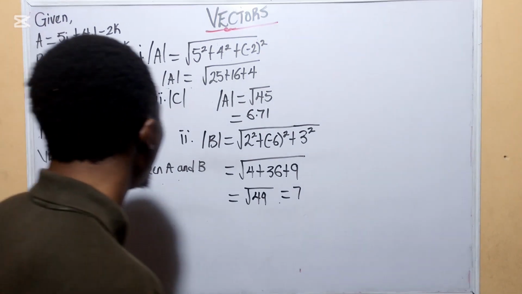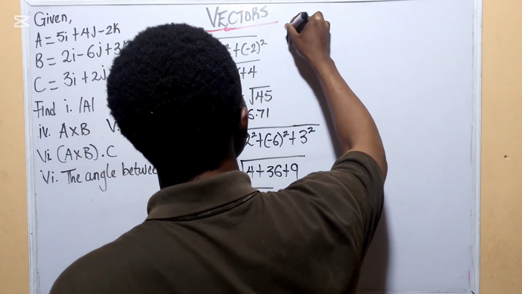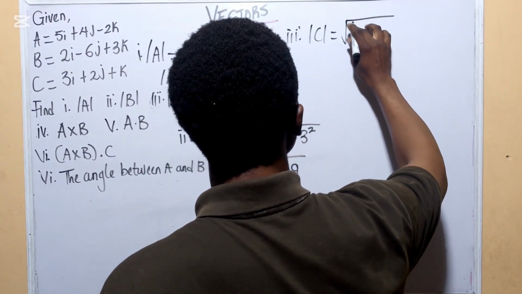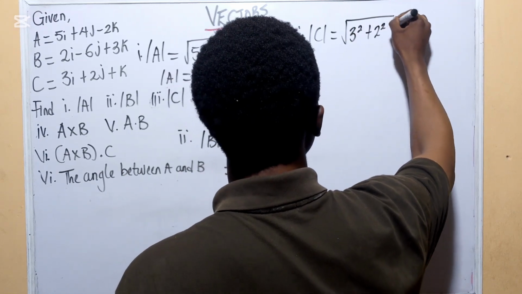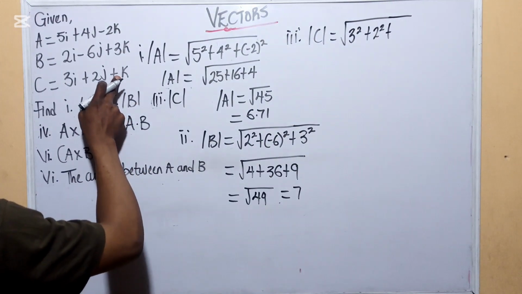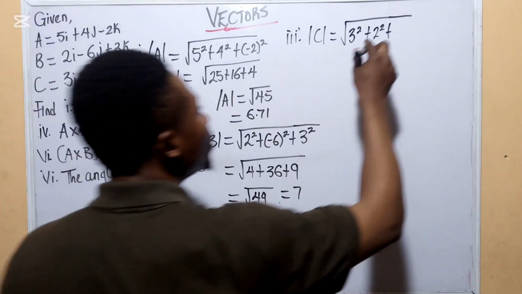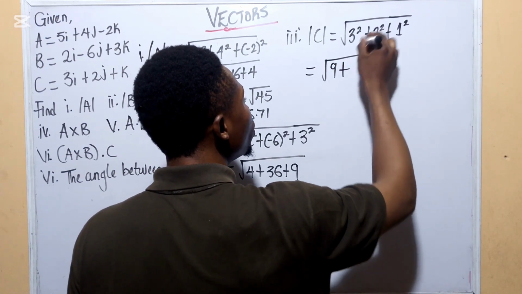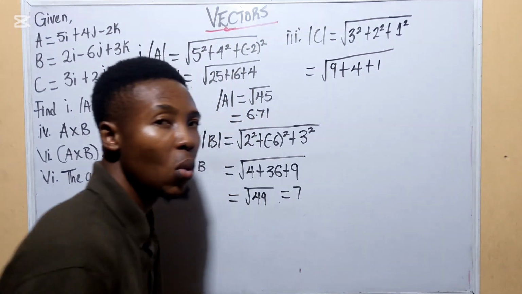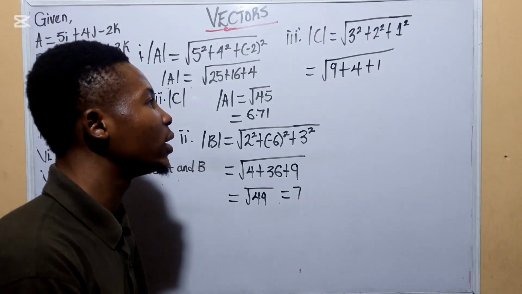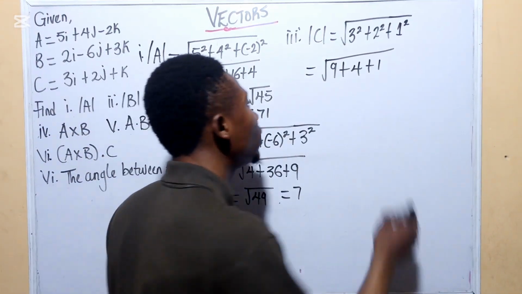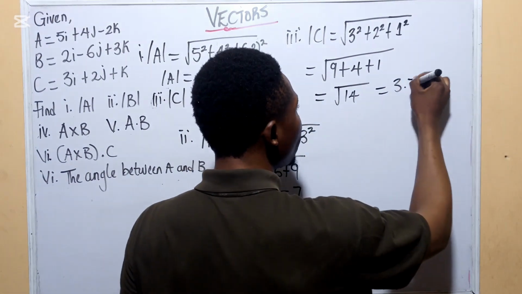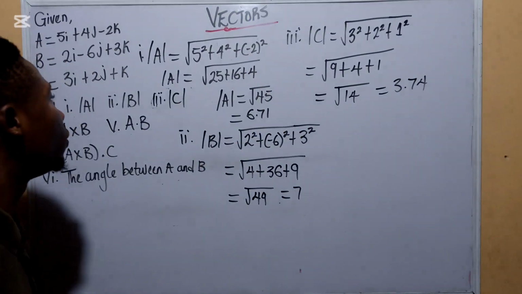Now let's find the magnitude of vector C. So this is going to be equal to square root of 3 squared plus 2 squared plus, now there is an invisible 1 in front of this k. So the coefficient of this k component is 1. So that's going to be 1 squared. So this is going to be equal to square root of 3 squared, that gives us 9, plus 2 squared, that gives us 4, plus 1 squared, that gives us 1. Now that's going to be 9 plus 4, that gives us 13, plus 1, that gives us 14. So this is going to be equal to square root of 14, which is going to be equal to 3.74. So that's the magnitude of vector C.